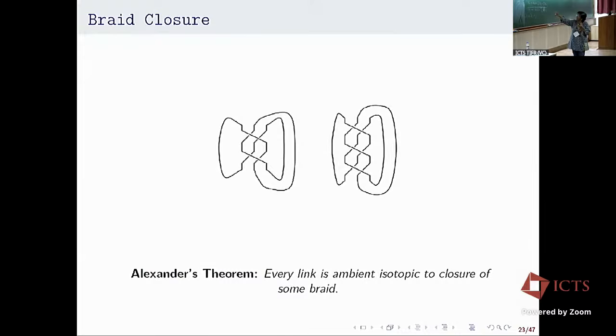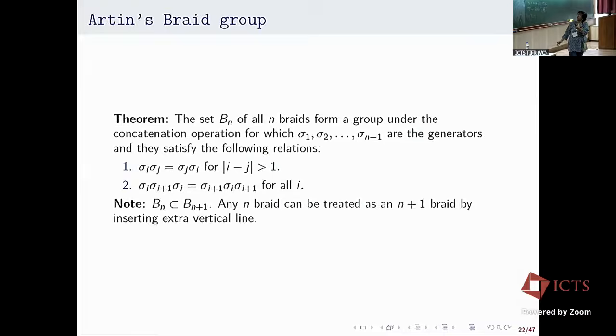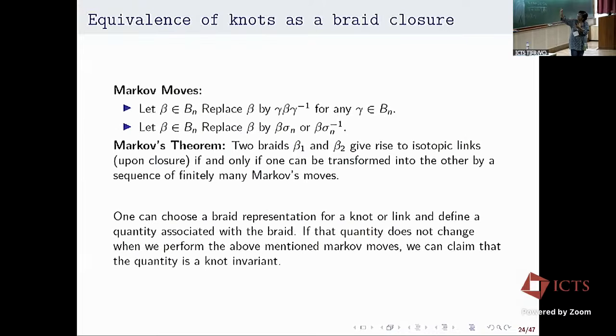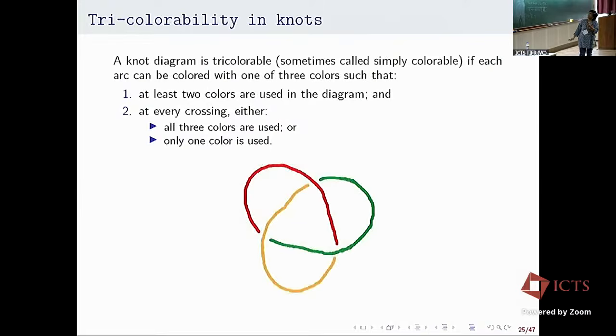Every link is isotopic to the closure of some braid. And that helped in putting a bijection: for every link, you can get some braid whose closure it is, up to equivalence, and the closure is a link. And then at the braid level, we also have some equivalence which takes care of it, if there are two braids giving the same link, then they are also related. And this braid representation can also be used for defining invariants.